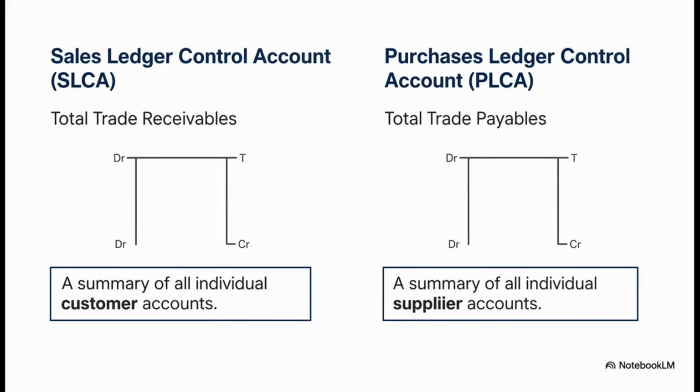For your exams, you really only need to get your head around two main types. First up is the Sales Ledger Control Account, or SLCA. Just think of this as the total money owed to us by customers account. And the second one is the Purchases Ledger Control Account, or PLCA. This is your total money we owe to our suppliers account. Simple as that. One for money coming in, one for money going out.